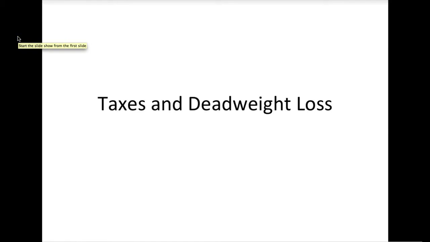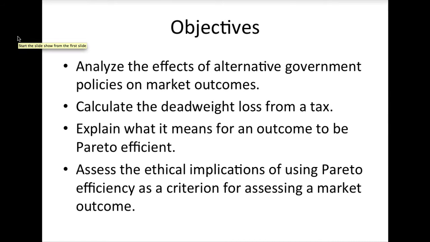Today, we will use the tools of comparative static analysis to analyze the effect of taxes on markets. By the end of this lesson, you should be able to analyze the effects of alternative government policies on market outcomes, calculate the deadweight loss from a tax, and explain what it means for an outcome to be Pareto efficient. In class, we will practice analyzing the effects of a tax or subsidy on a market and discuss the ethical implications of using Pareto efficiency as a criterion for assessing a market outcome.